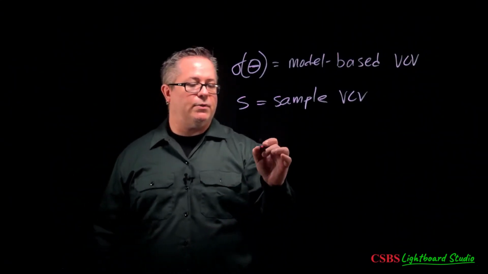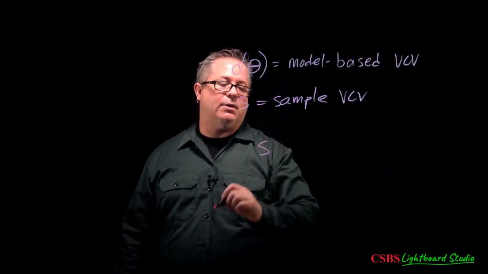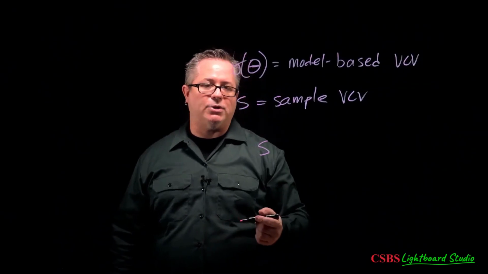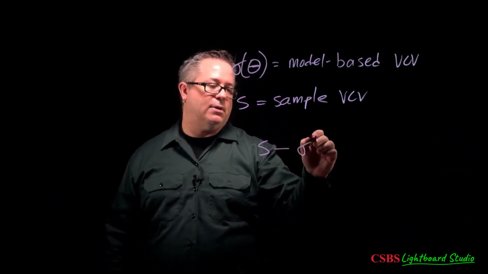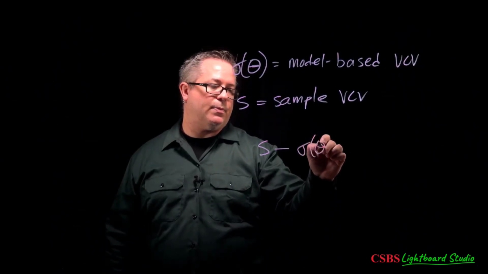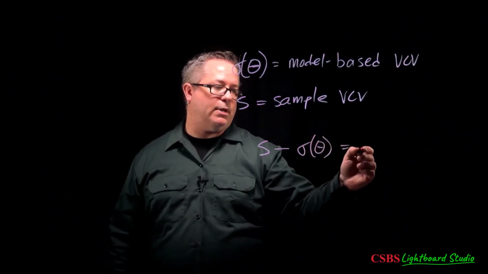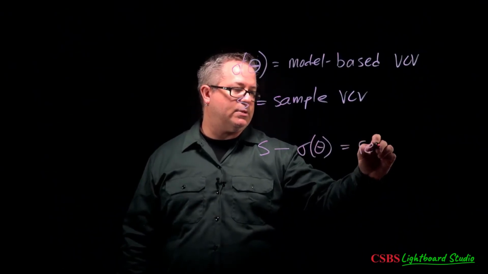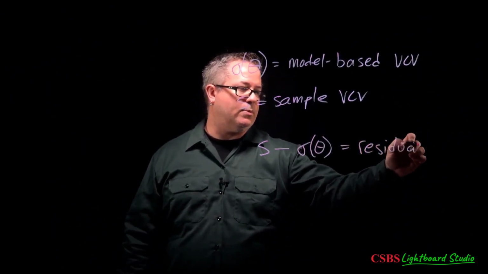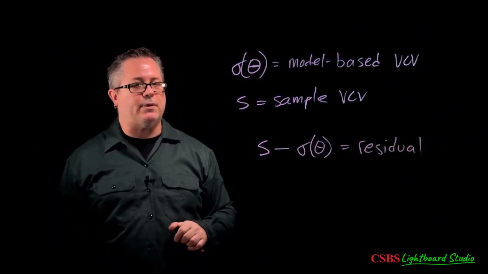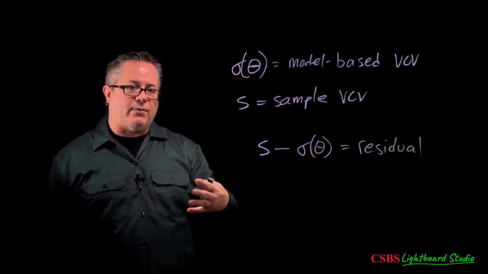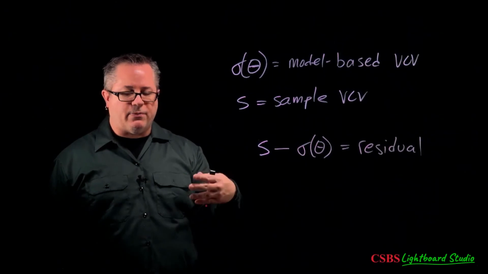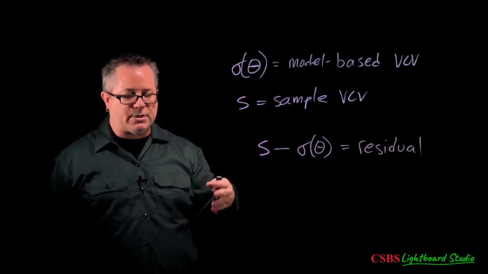So we want to be able to take the sample covariance matrix, subtract out the sigma theta matrix, and get what's called a residual matrix. We should be able to do that. We talked a little bit about that when we talked about factor analysis, that you had a correlation matrix, you factor analyzed it, and you figured out how many factors to keep, and all those steps we did.